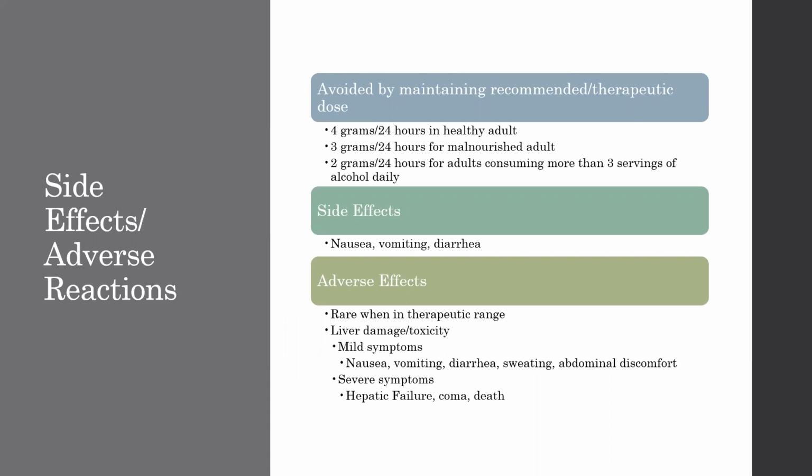This would be 4 grams over 24 hours in a healthy adult, 3 grams over 24 hours in a malnourished adult, and 2 grams over 24 hours in adults that consume more than 3 servings of alcohol daily. Typical adverse effects that we see are liver damage and toxicity. Mild symptoms of this would be nausea, vomiting, diarrhea, sweating, and abdominal discomfort, whereas severe symptoms would be hepatic failure, coma, and death.